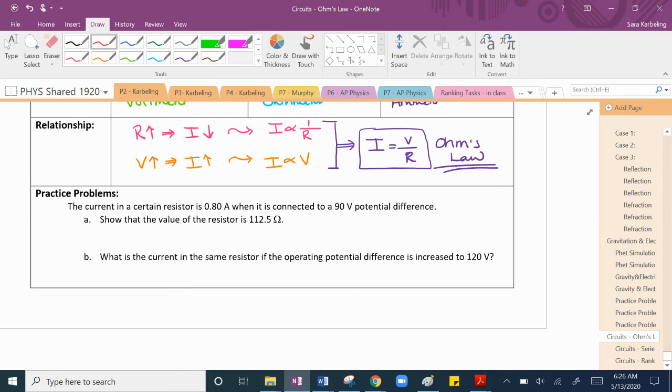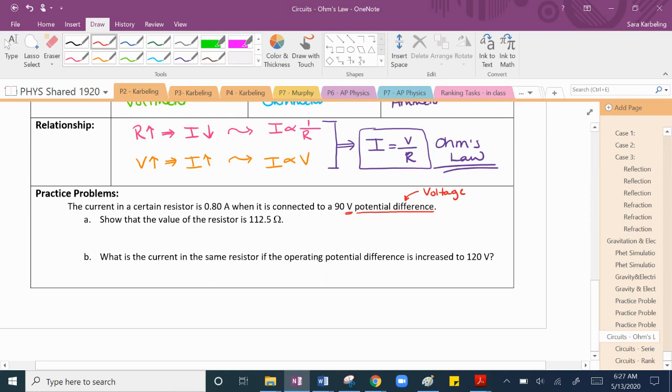All right, so this practice problem says the current in a certain resistor is 0.8 amps when it is connected to a 90-volt potential difference. So just a little note here, I didn't actually get this one changed, sorry about that. Potential difference is just a fancy way to say voltage. If you get stuck by something like that, you can absolutely look at the units. The units are V. That means that it is a voltage.